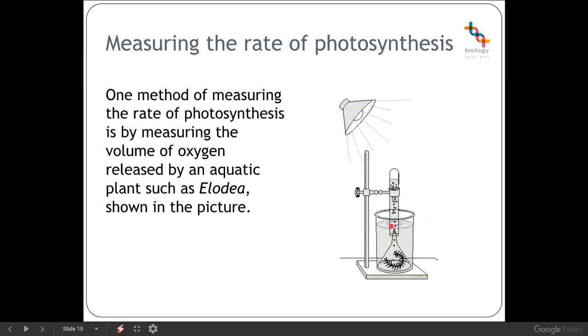Set up a filter funnel over the top of it and a test tube. And the up-ended test tube, we're simply just collecting the bubbles in there, and we're looking to see how much gas is able to displace that water over a certain period of time. So the more bubbles you get, the more oxygen the plant is producing, therefore photosynthesis is happening at a faster rate.